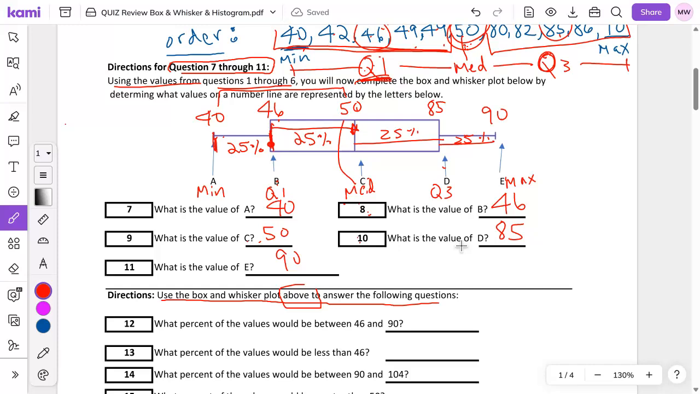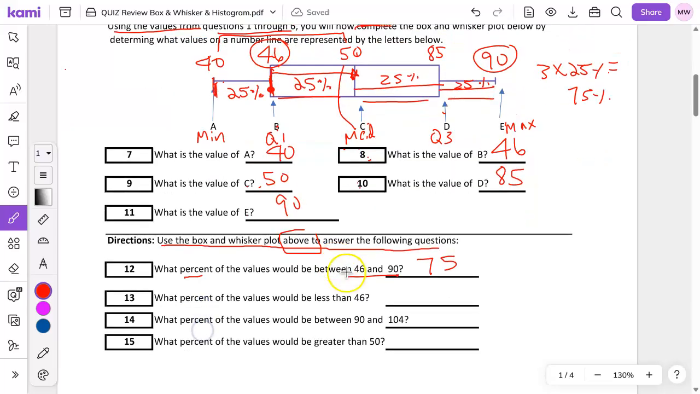So what percent of the values would be between 46 and 90? Well, 46 is right here, right? And 90 is here. How many 25s do we have? We have 1, 2, 3 25s. So 3 times 25% is 75%, okay? So that's 75. When you enter your answers in Canvas, just put 75 since it's percent. What percent of the values would be less than 46? Well, 46 is right here, so less is going to be from here to here. That's 25%.